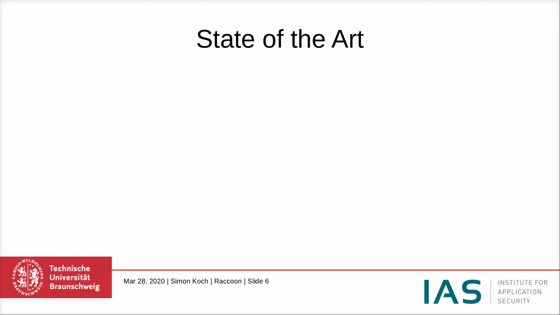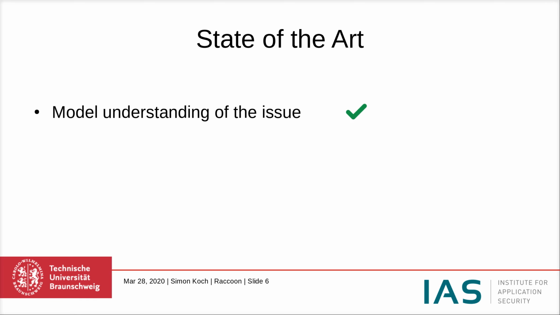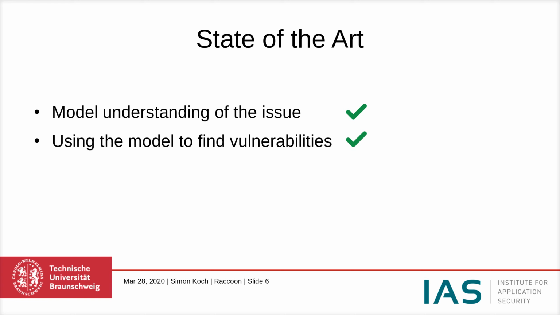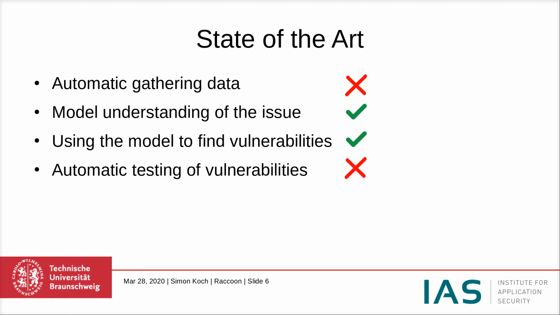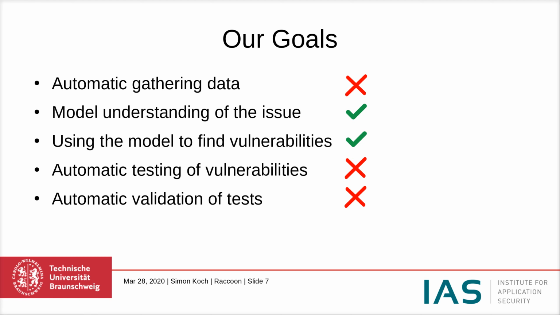Thus, to summarize, the state of the art is that we have a model understanding of the issue, as well as an algorithm to use the model to find vulnerabilities. However, we do not have a way to automatically gather data, test for vulnerabilities automatically, and validate the test's results. We want to rectify this and present a method that is able to automatically gather data, apply the detection algorithm to find potential vulnerabilities, test those vulnerabilities, and validate whether or not a test had a positive result.